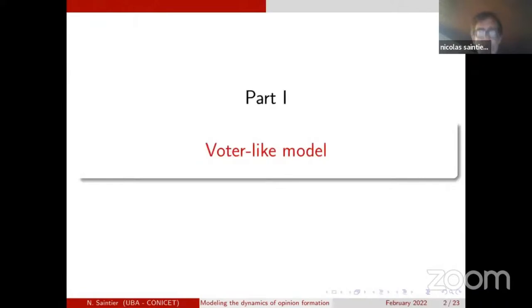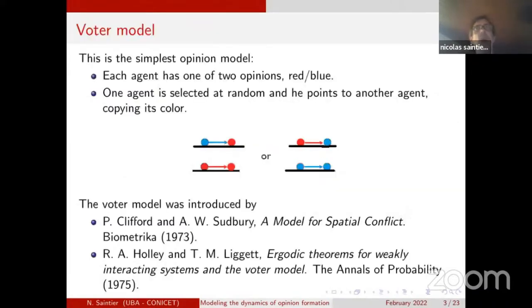Okay, so the first kind of models are based on the voter model, which is a very simple model, very studied, completely understood, but which is like a benchmark, and it allows you to make a lot of interesting variants. Okay, so in this model, every individual in my population has only two opinions. Here I put red and blue, but it could be I will vote for Lula or I will vote for Bolsonaro, to say something. Anything you want: I'm against vaccination or I'm in favor of vaccination.